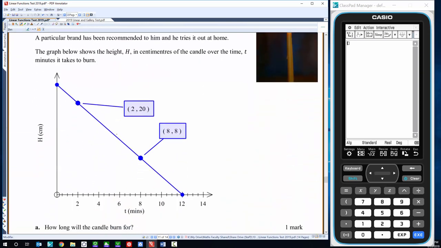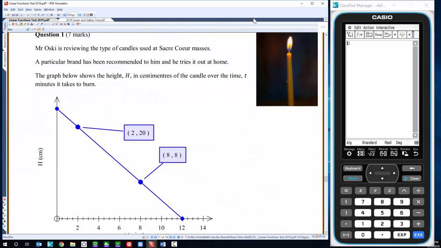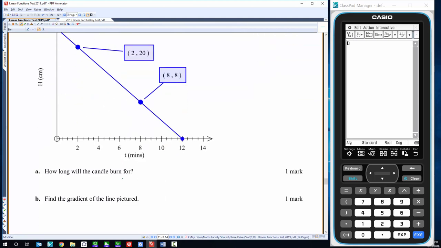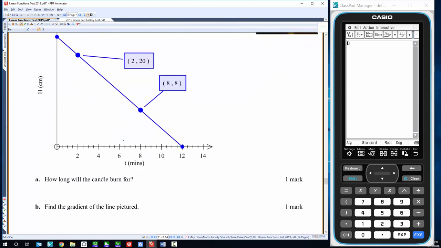Okay, on to the application questions. So we've got Mr. Oski burning some candles, and what he does is tries them out, and they adhere to this sort of situation here. So how long will the candle burn for? So that's up to here, that's 12 mins.